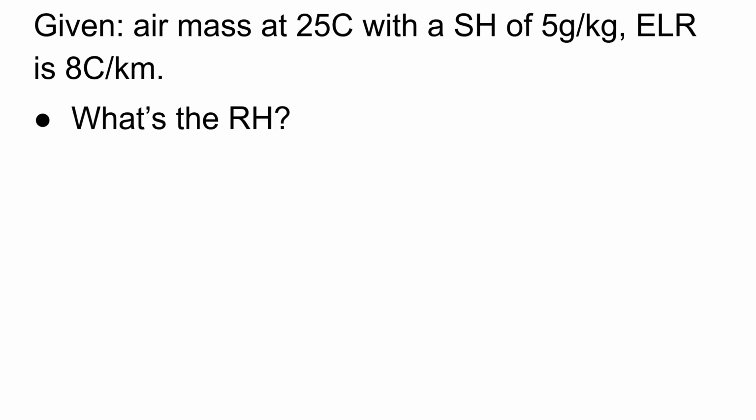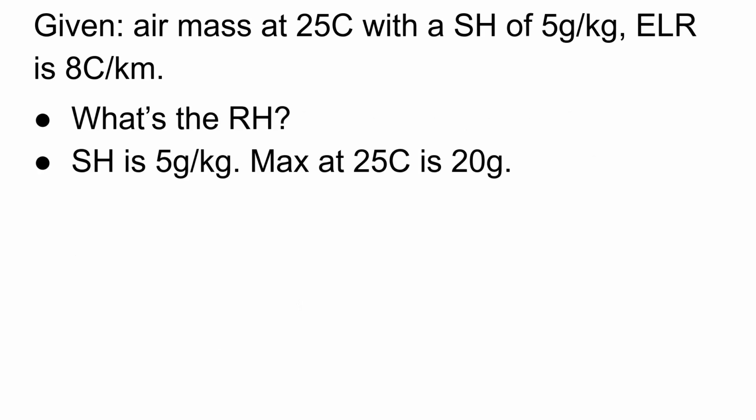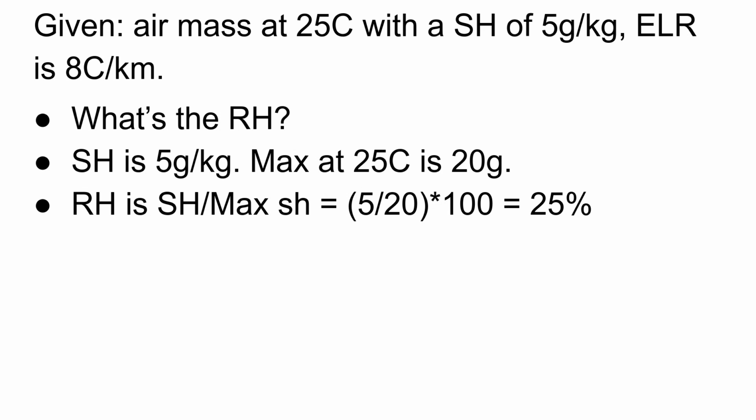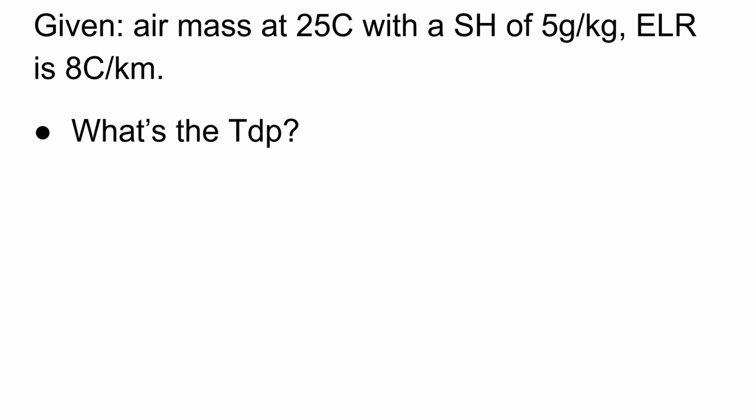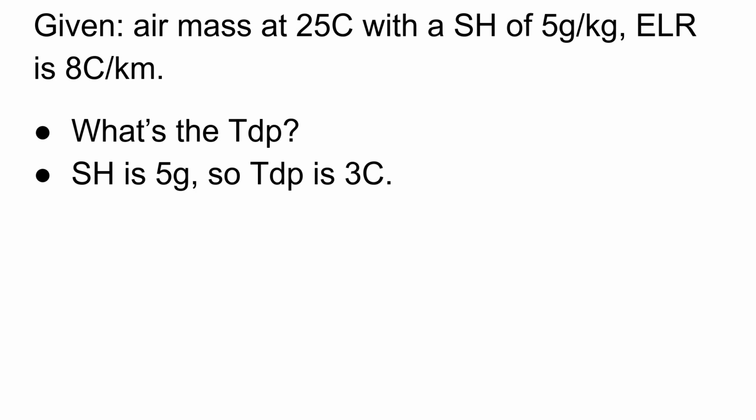So, what's the relative humidity? We know the specific humidity is 5 grams. We look it up on the chart. The maximum humidity at 25 Celsius is 20 grams. So specific divided by max, 5 divided by 20 is 0.25, times 100 is 25%. So relative humidity on all of these, I'm going to want you to give it to a whole number, 25%. What's the dew point temperature? Well, we know it's got 5 grams of water vapor. So we look it up on the chart. The dew point temperature is 3 Celsius.